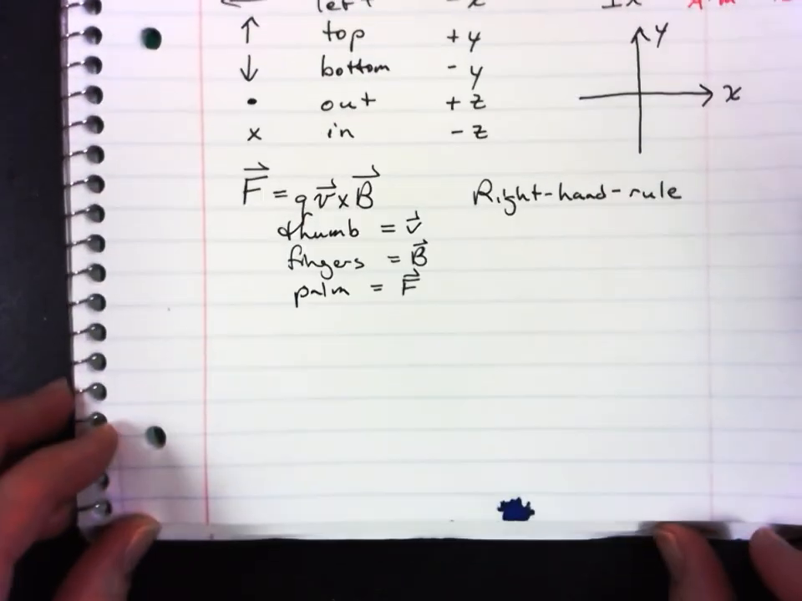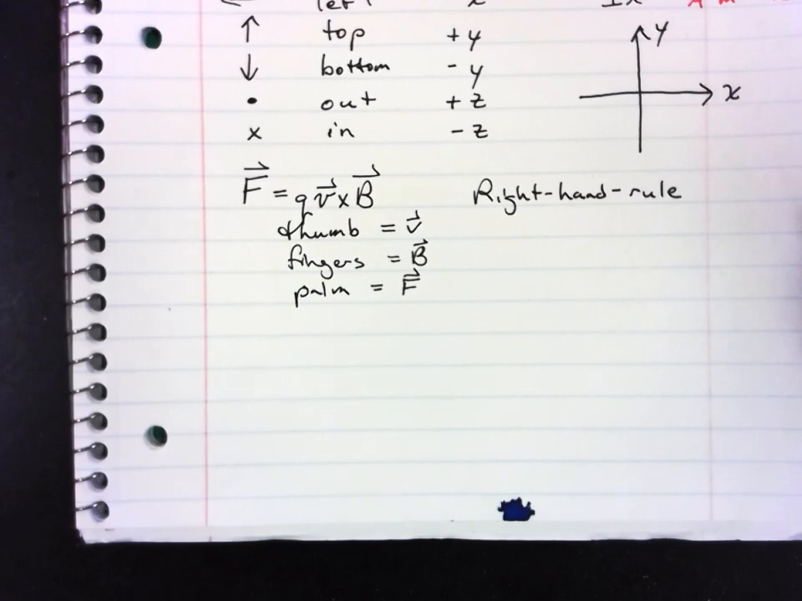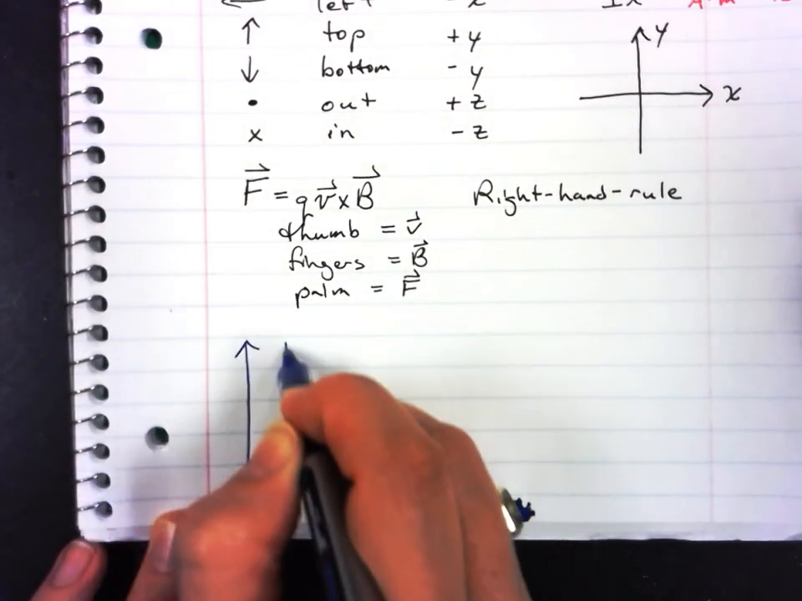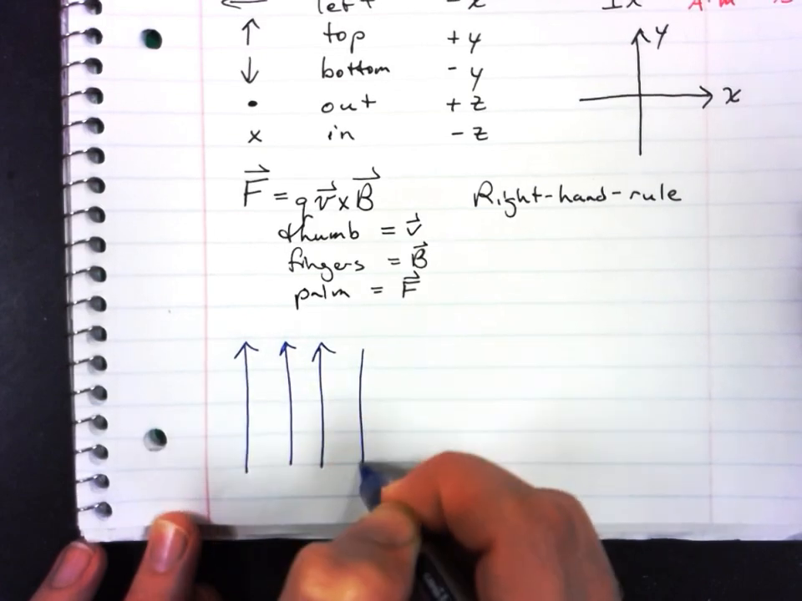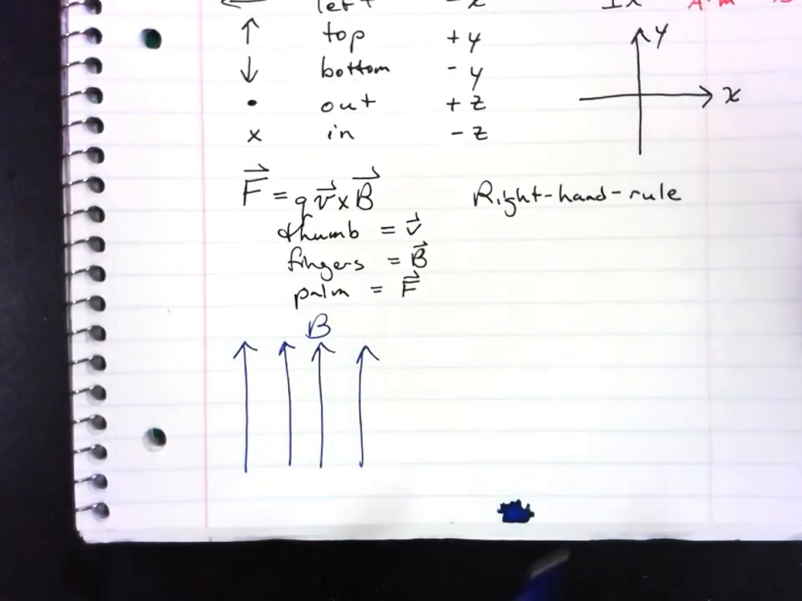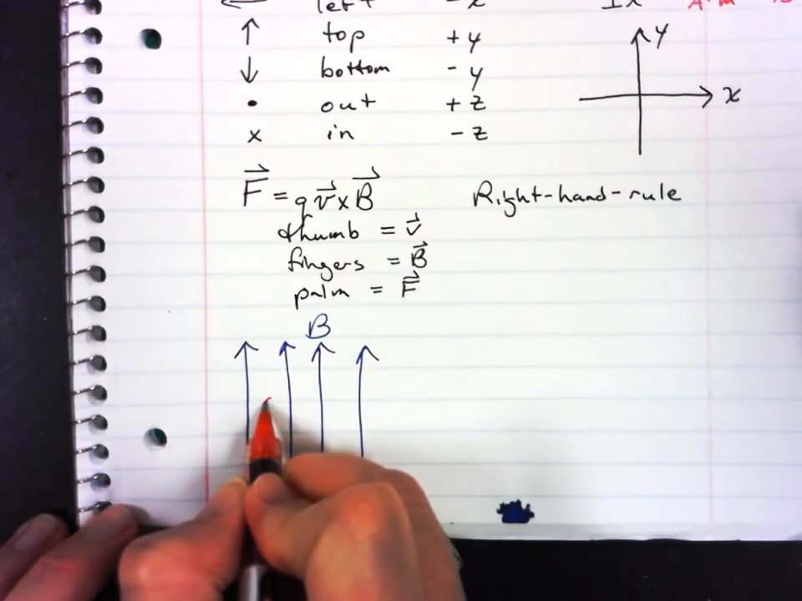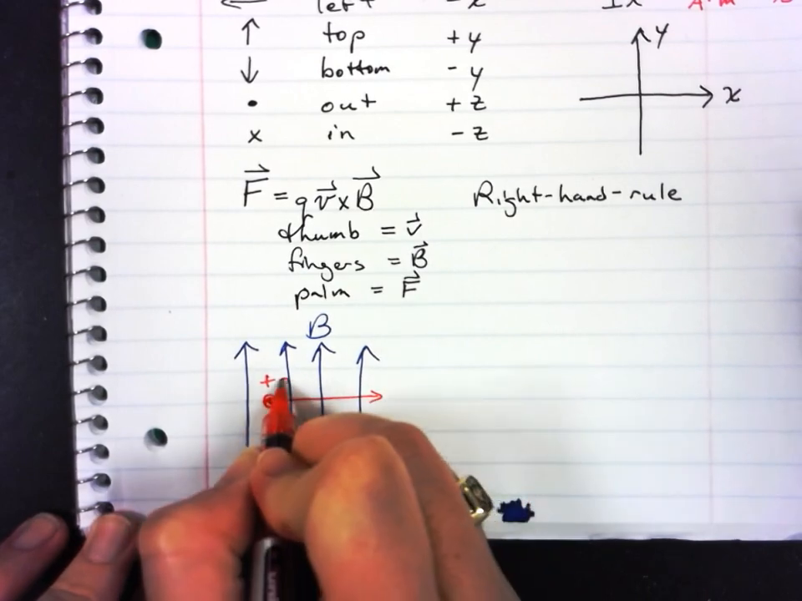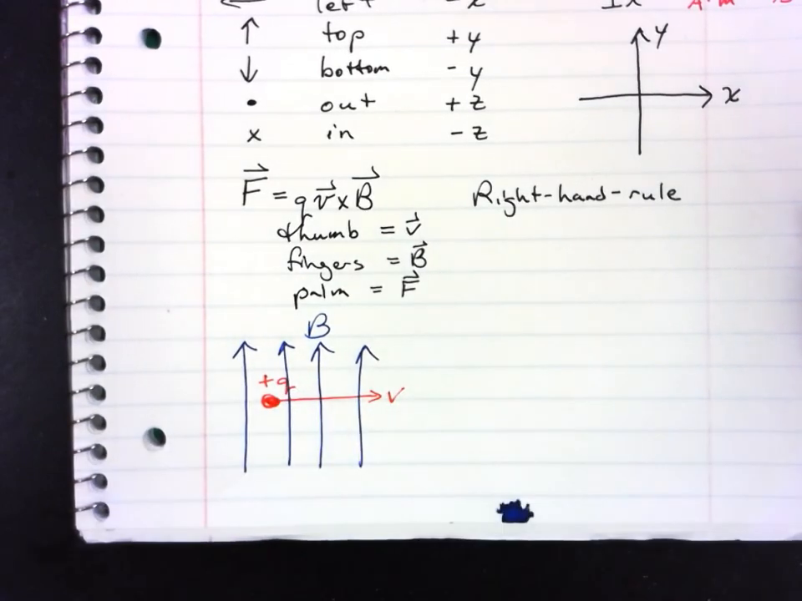And I'm going to draw this to show you some of the lining up. So first example, we are going to have a magnetic field towards the top of the page, blue for magnetic field. And then I'm going to have a positively charged particle moving to the right. So the question is, what's the direction of the force?